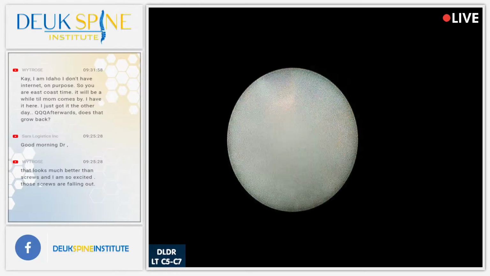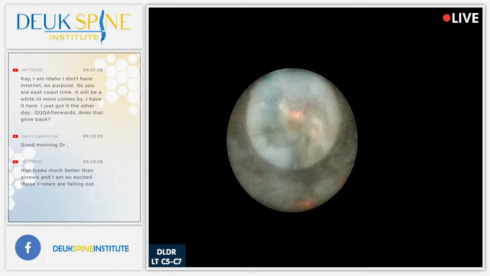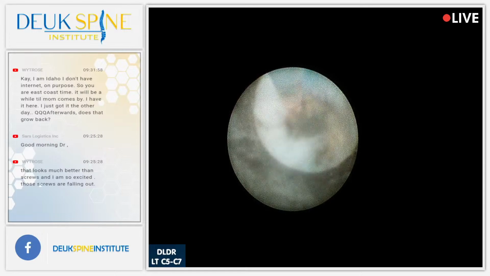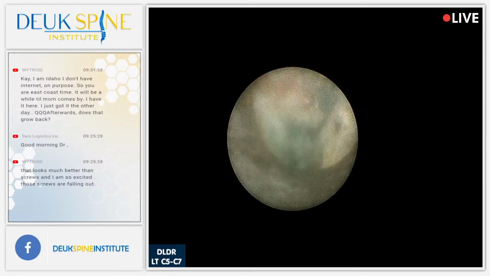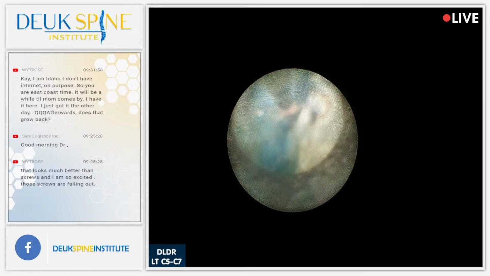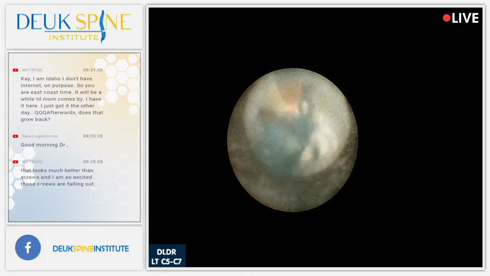Isn't that crazy that all these surgeons are doing over 1.5 million spinal fusions a year in the United States, because they don't know how to do this, or they don't want to do this, because it doesn't pay as well as a fusion? It's sad.